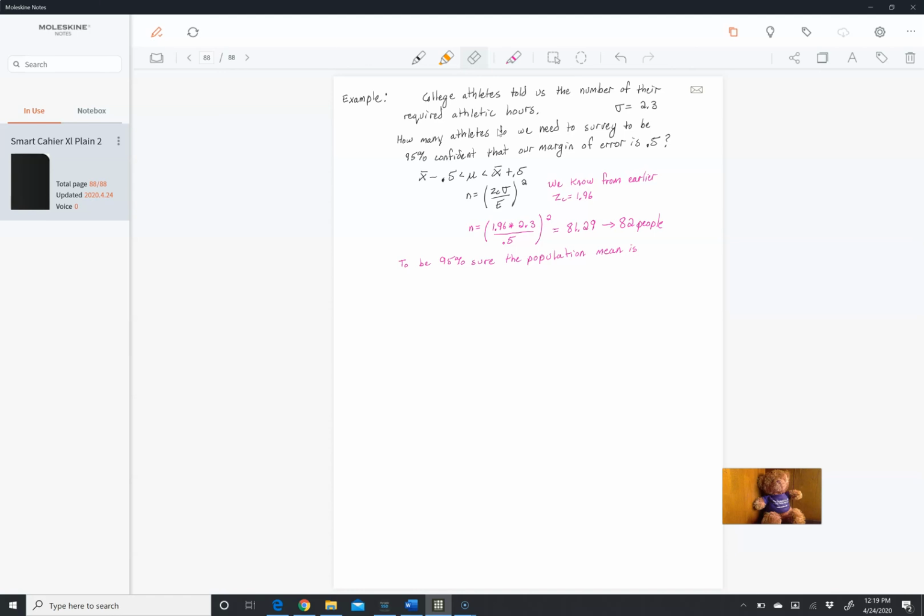So what we're saying is to be 95% sure the population mean is within 0.5 of the sample mean, we need to survey 82 athletes. That's what we're saying here.